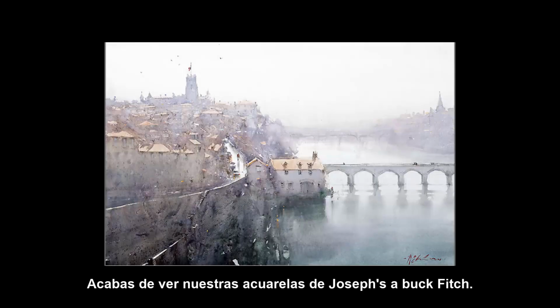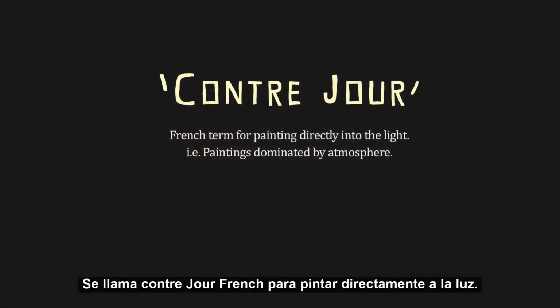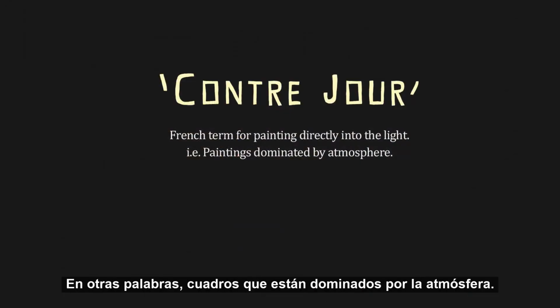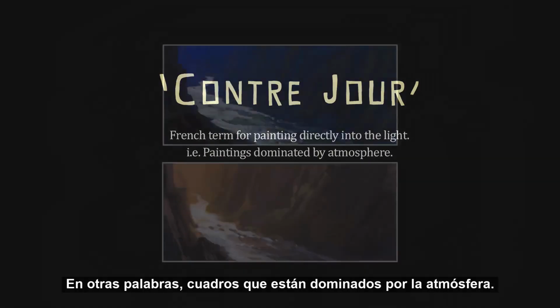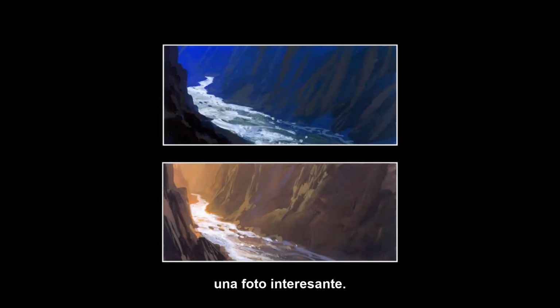The two slides you just saw are watercolors by Joseph Zbukvich, and there's actually a fancy French term for this kind of painting. It's called contre-jour, French for painting directly into the light. In other words, paintings that are dominated by atmosphere. Contre-jour effects are so interesting that often you don't need much else to make an interesting picture.